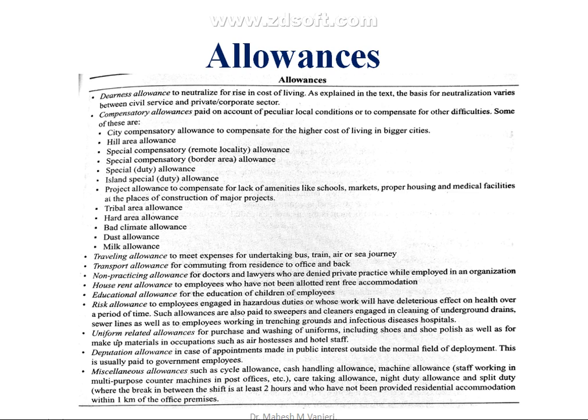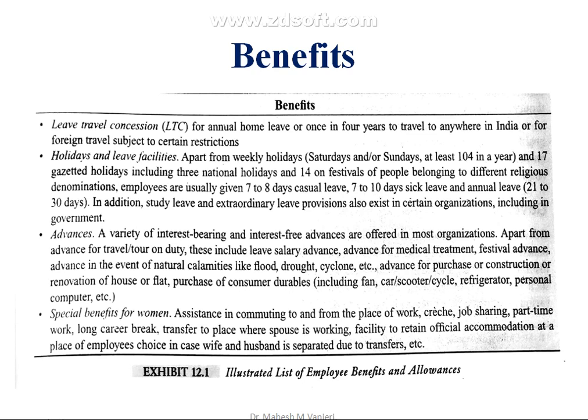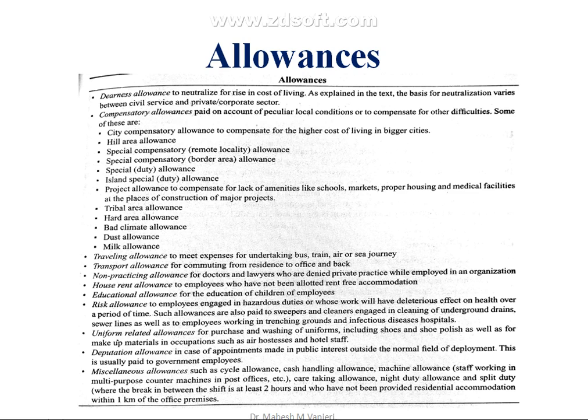Then tribal area allowance, hard area allowance, like maybe a desert or Rocky Mountains, bad climate allowances. These are all American, but depending on the circumstances, each country will have its own types of allowances. Okay, so just for brief knowledge. Benefits. So you should have clarity on what allowances are. You cannot consider both of them the same. So these are allowances.